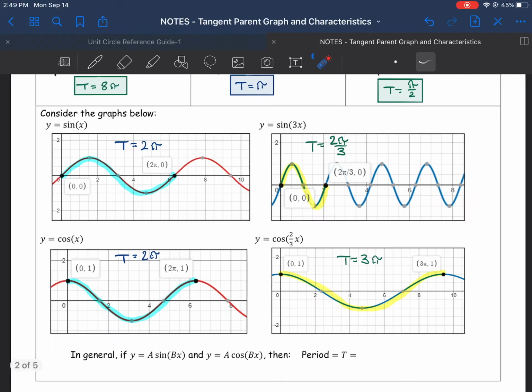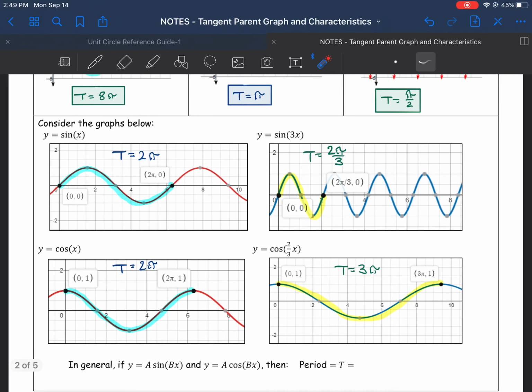So let's see if we can notice a relationship here. With y equals sine of x and y equals sine of 3x, it seems like we took the original period, which was 2 pi, and this is a 3, so we took 2 pi, divided it by 3, and got 2 pi over 3. Let's see if that works here. With y equals cosine of x, the original period was 2 pi, that's the period for the parent function cosine, and I wonder what happens if we take 2 pi and divide it by 2/3.